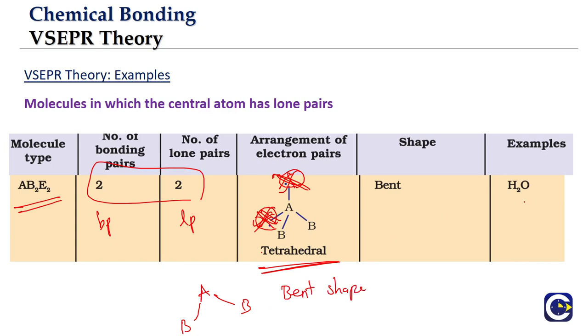What is the example of a molecule for this? H2O is an example. So the oxygen will form 2 bonds separately with hydrogen. So oxygen's 2 electrons are used. And apart from that, oxygen will also have 2 more lone pairs. Totally 4 valence shell electron pairs, 2 bond pairs and 2 lone pairs. They will be arranged in the tetrahedral manner. The thing is, 2 of the corners are taken by the lone pairs.